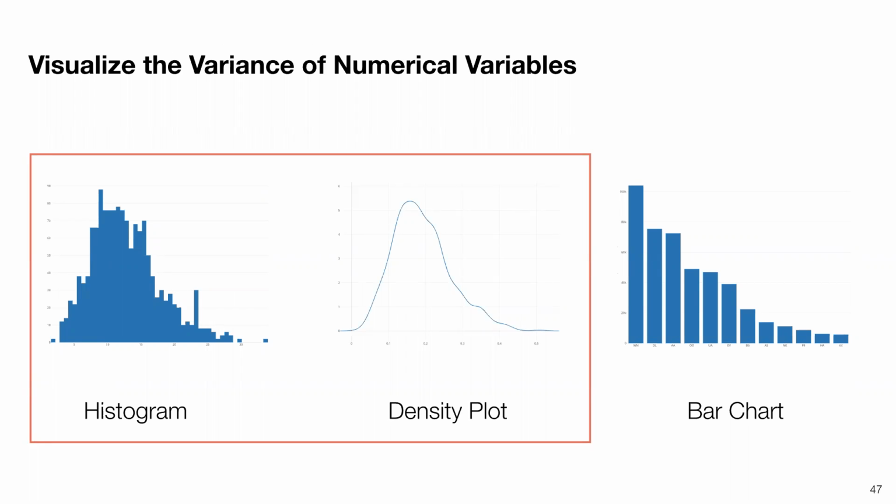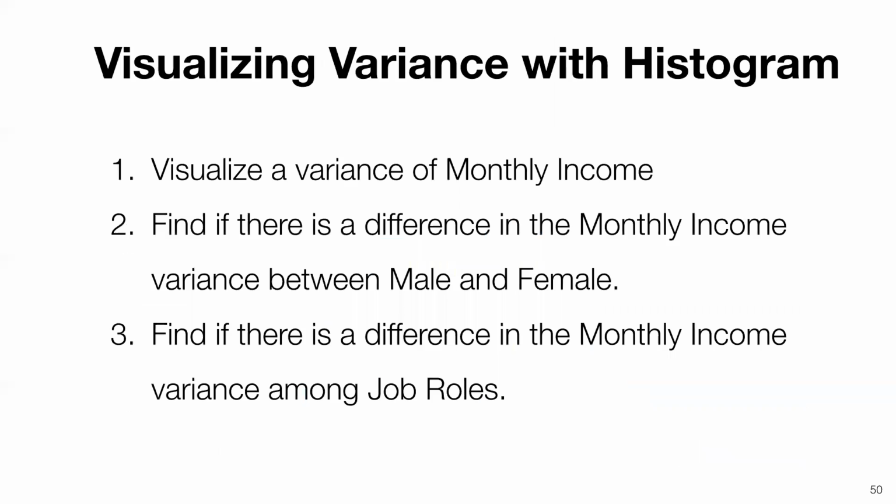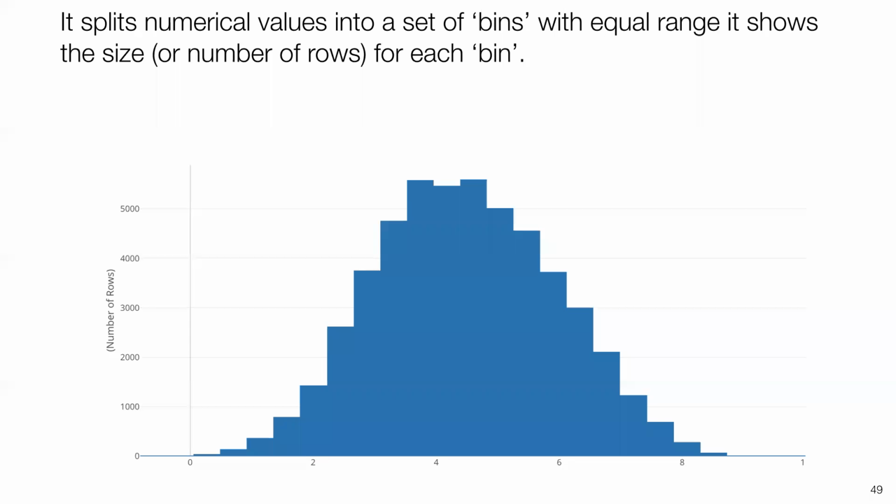In order to visualize this type of continuous variable, histograms and density plots are really useful. So let's start looking into this. A histogram is nothing but it splits numerical values into a set of so-called bins, or ranges with equal width. It shows the size for each bin.